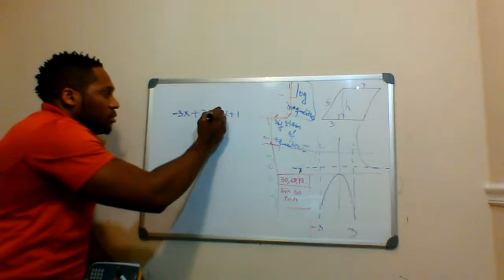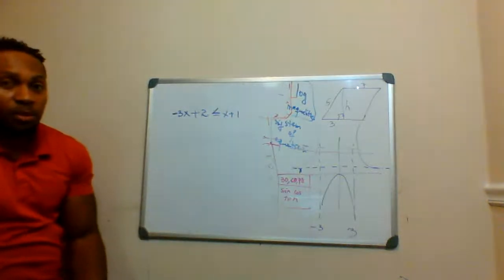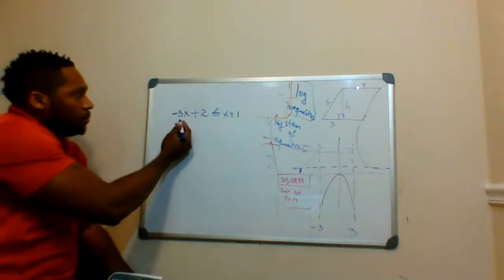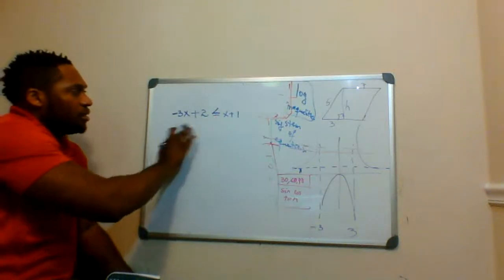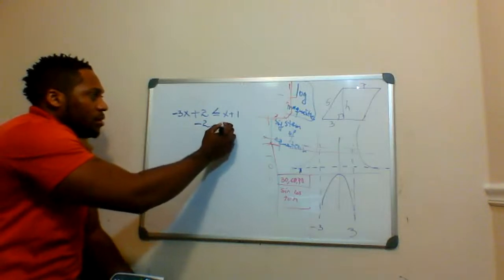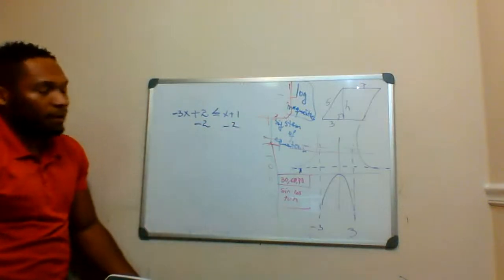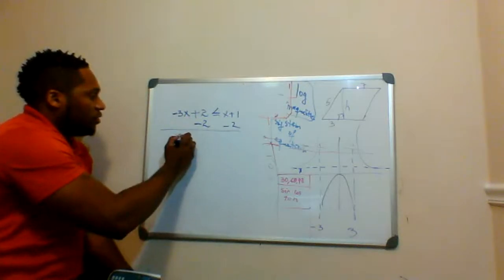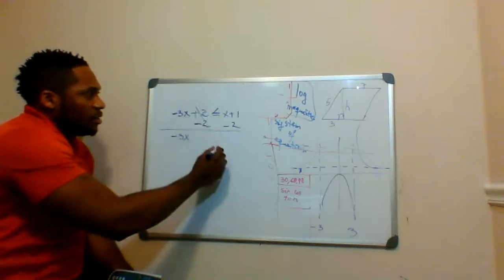Less than or equal to x plus 1. So simple, you start out the same way. What we're going to do here is subtract 2 from both sides, minus 2. Subtract from both sides: negative 3x, minus 2 is gone.